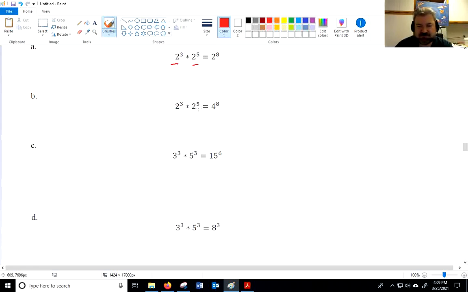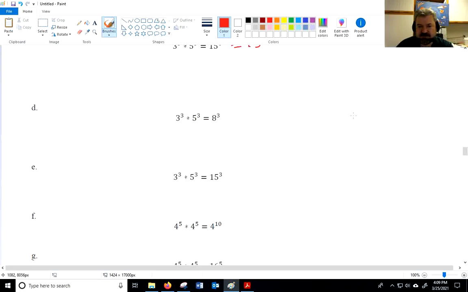What about this? 2 to the 3rd and 2 to the 5th, does that equal 4 to the 8th? Well, no, it doesn't. You cannot multiply bases that have different exponents. It does not work. So that is wrong. What about this one? 3 to the 3rd times 5 to the 3rd. Does that equal 15 to the 6th? No, because you can't multiply the bases and add the exponents. This would actually equal 15 to the 3rd.